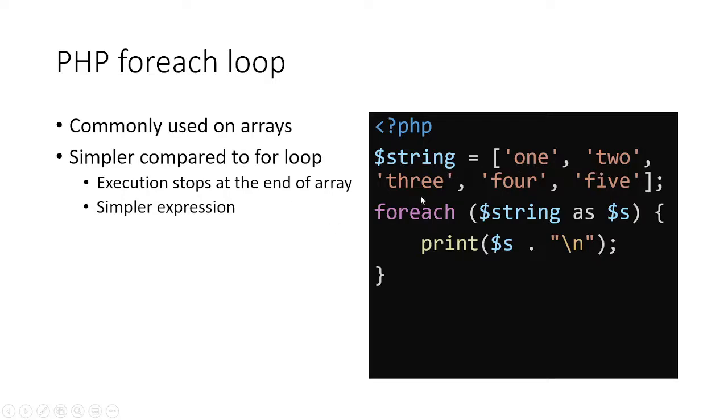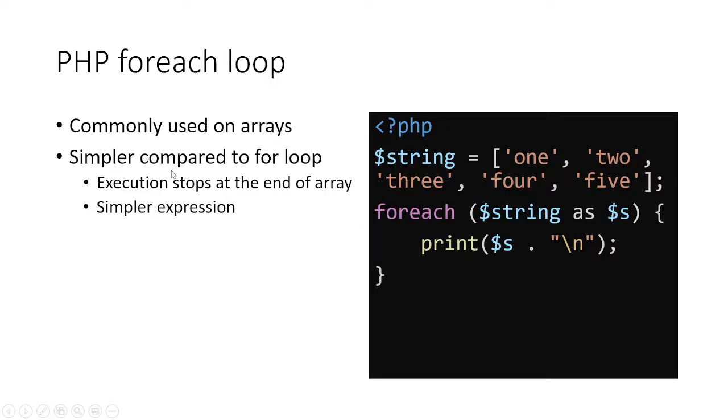So for the for each itself, the expression is in the parentheses. For every single element in the string variable, the value will be put into the variable name after the keyword as. So every time a value in the array is iterated, it will print out the value itself. In this case, 1, 2, 3, 4, and 5.